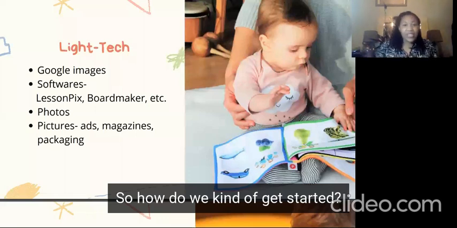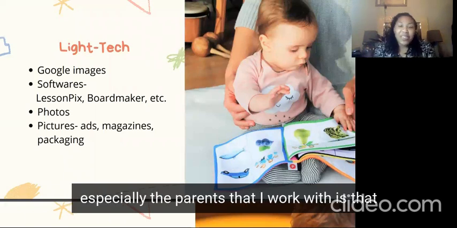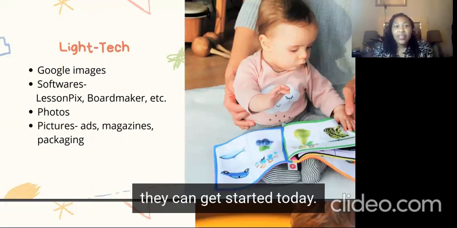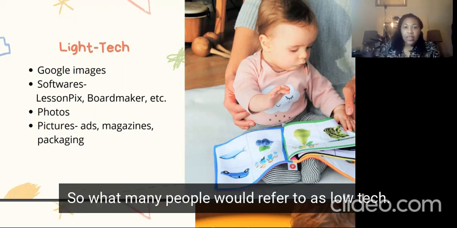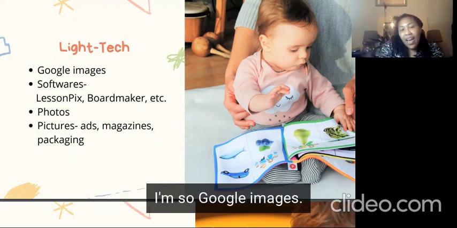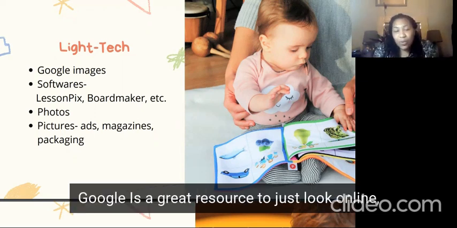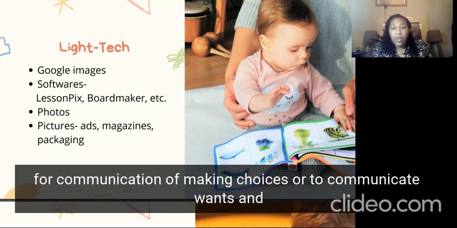So how do we get started? And what a lot of people don't realize, especially a lot of the parents that I work with, is that they can get started today. It doesn't have to be something that you're going to look into further down the line. So what many people would refer to as low tech, I prefer to refer to as light tech. So Google Images. Google is a great resource to just look online, print out some pictures, and start using those for communication, for making choices or to communicate wants and needs.